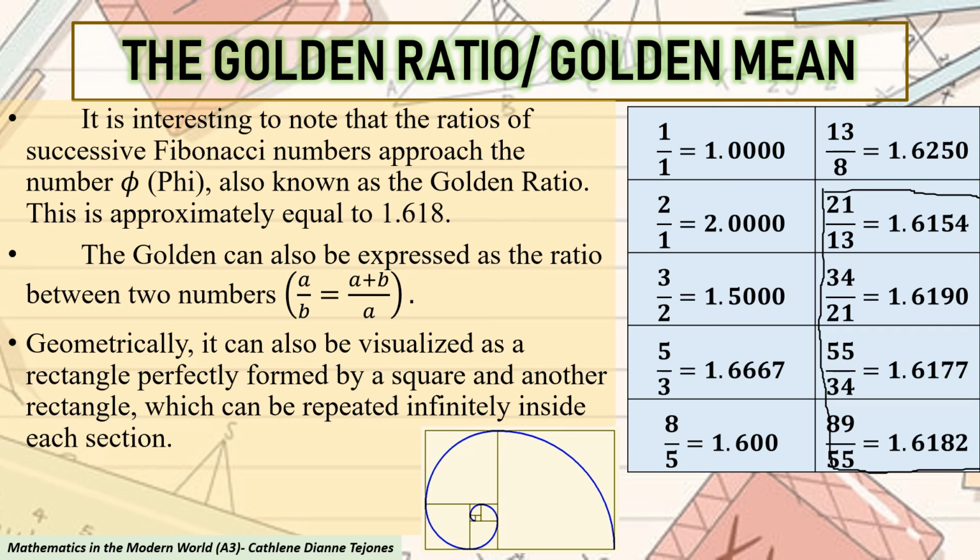The golden ratio can also be expressed as the ratio between two numbers, which is A over B is equal to A plus B over A. So the latter is also the ratio between the sum and the larger of two numbers. Geometrically, it can also be visualized as a rectangle, which can be repeated infinitely inside each section. If we take a look at the diagram, you can see that the rectangles get bigger and bigger.